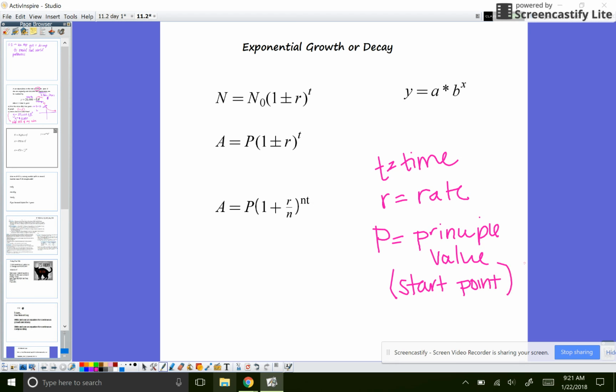So if your grandma gives you some money, maybe she gives you like $500, you're going to put it in an account and earn some interest on it. $500 is your principal, kind of where you start. This N0 is the same thing. This is your starting point.